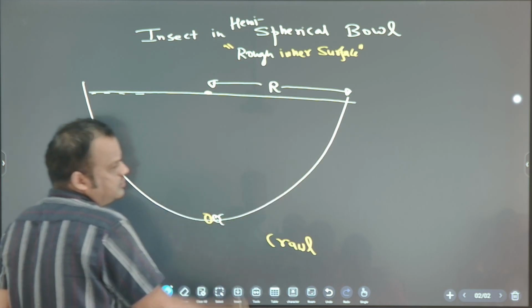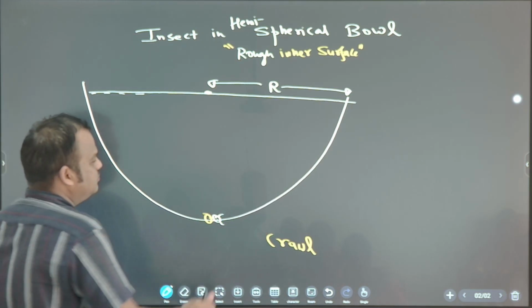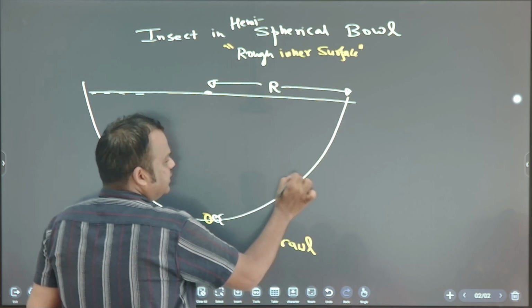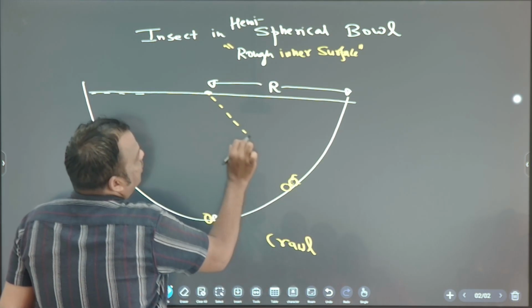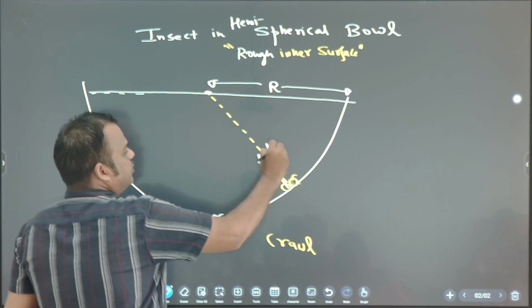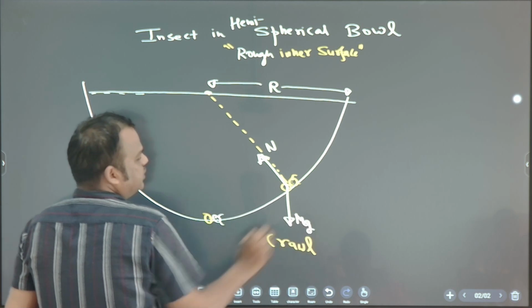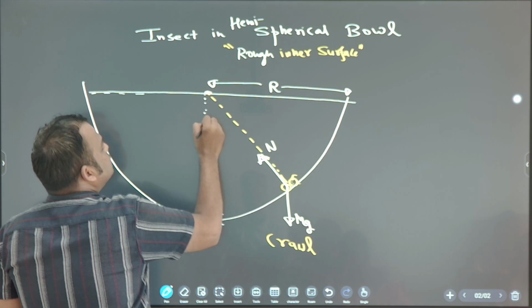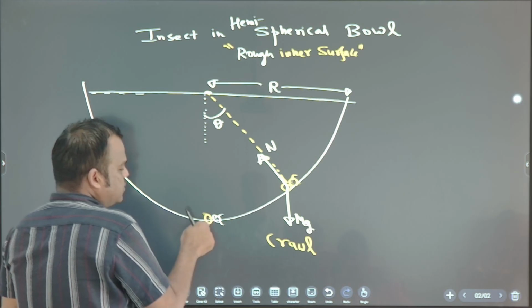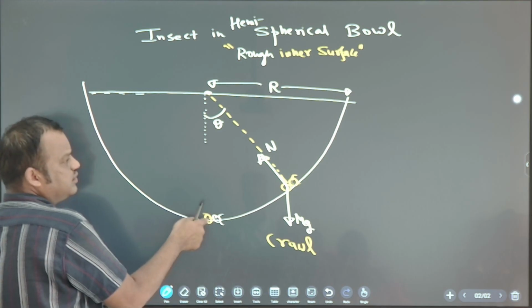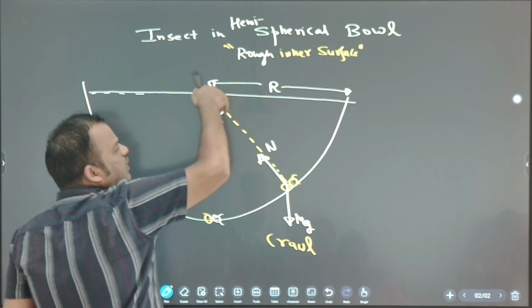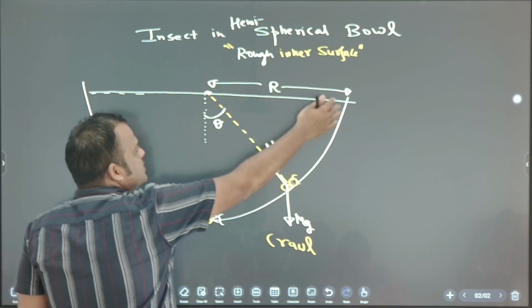After some time it will slip again. Why will it slip? Because as it is crawling, when the insect reaches this point, if you join, the normal will act here. This is the normal. mg is acting downward. Suppose this angle is theta. What is theta when the insect is at the lowest point? 0. Very good. When the insect is here, what is the angle? 90. Correct. But the insect cannot reach here.